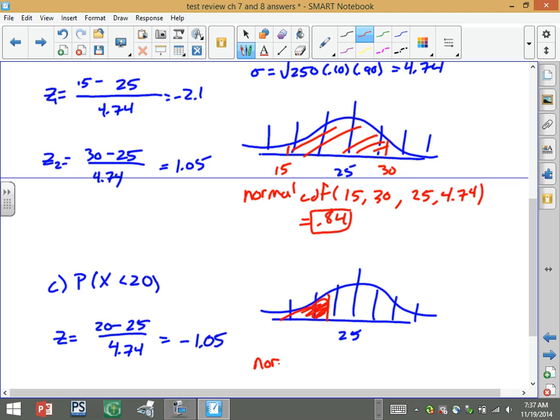So here we go, normal CDF from negative infinity up to 20, with a mean of 25 and a standard deviation of 4.74. It should be just under 16%, and sure enough, that's 0.146. Make sure you write your answer in context.